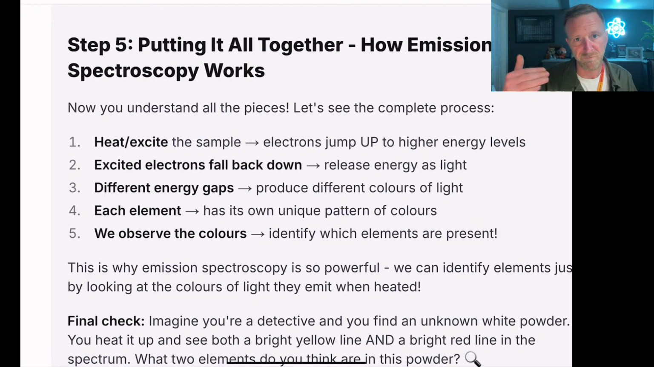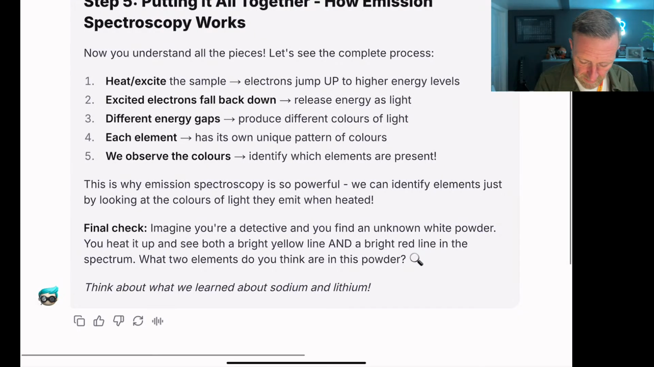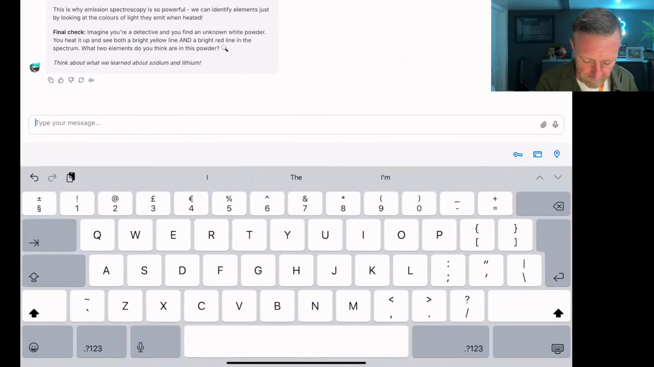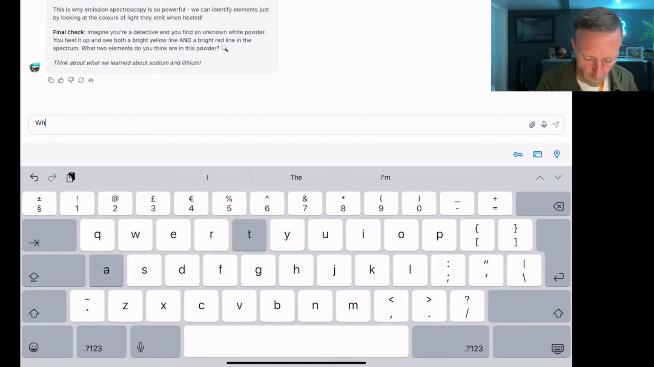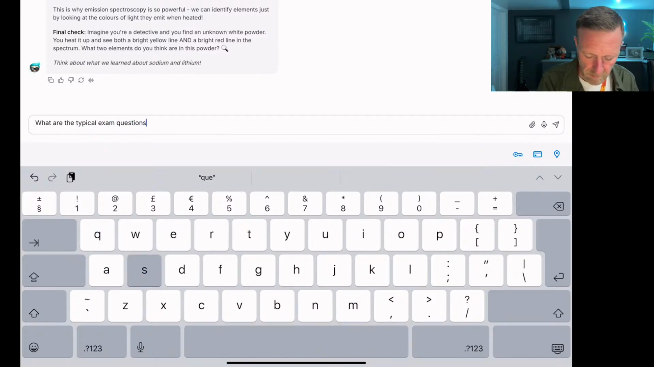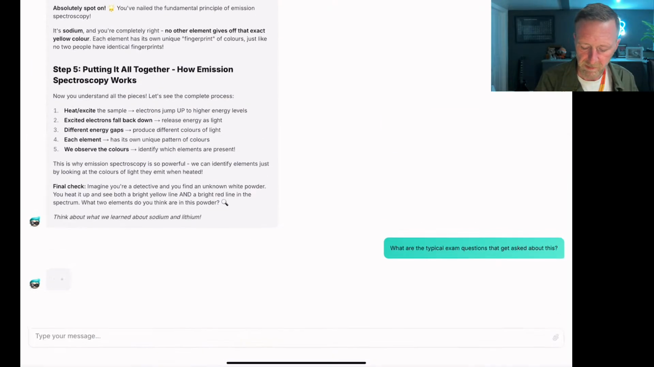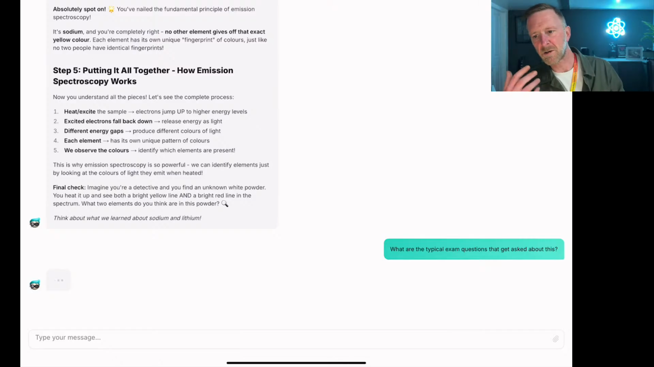Just reviewing what we've done. Obviously you can be making notes on this as we go. There are calculations involved. So I'll tell you what, here we go: what are the typical exam questions that get asked about this? Again, it's got access to all those past papers, it knows what it's doing.